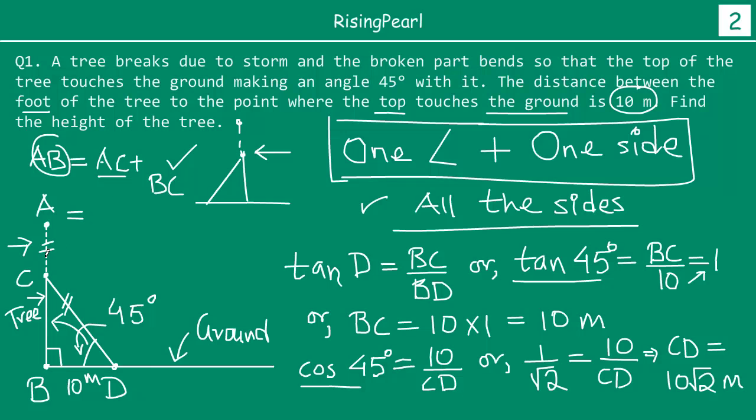So AC is equal to CD. And what is CD? CD is 10 times square root 2. So this is CD. So we write 10 times square root 2 plus, what is BC? BC is 10.